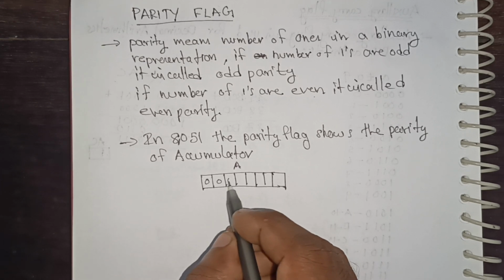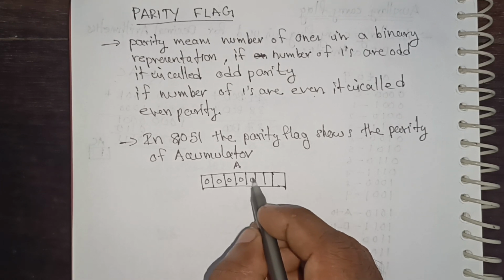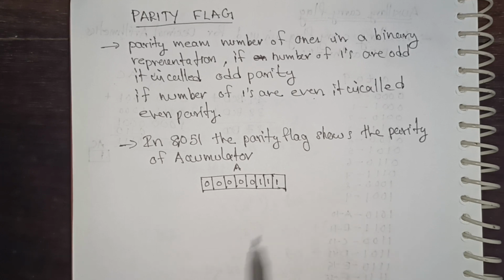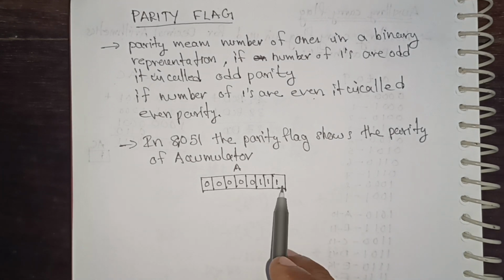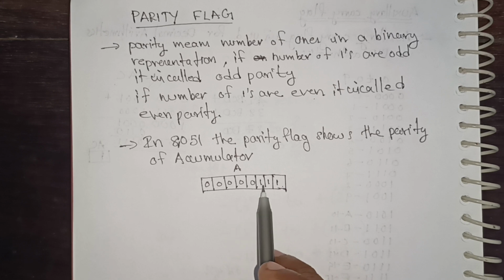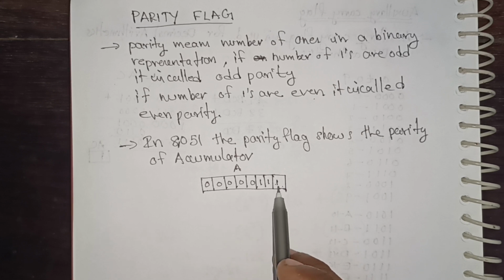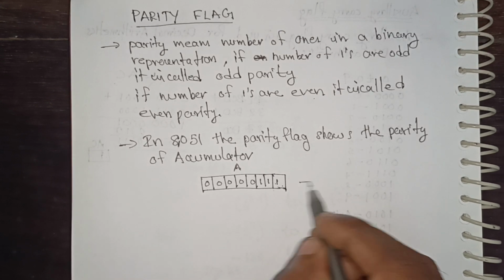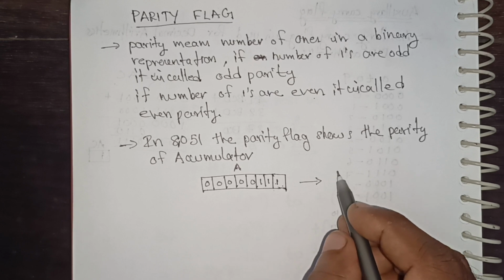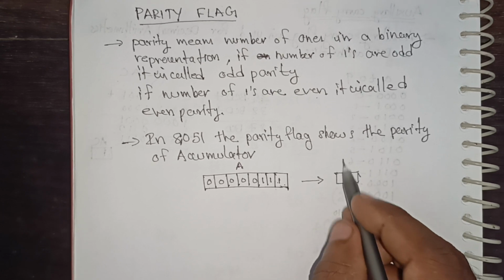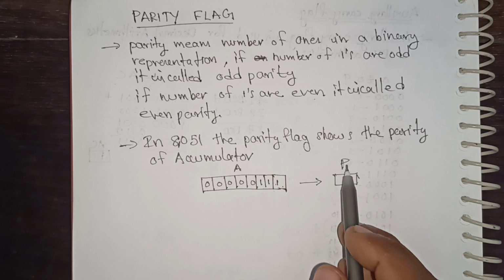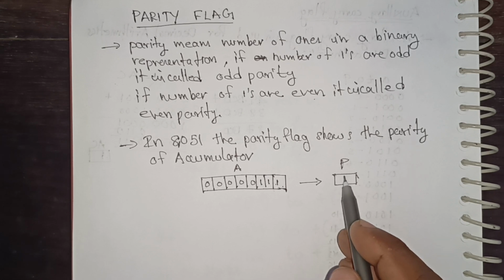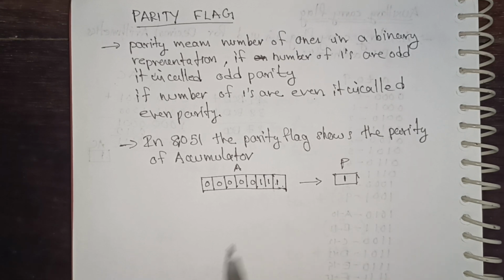Let us consider for the time being this is the bit pattern in the accumulator. So here, how many ones are there? 1, 2, 3. Odd number of ones, right? So this is odd parity. In case of odd parity, the parity bit or parity flag in PSW is set to 1.